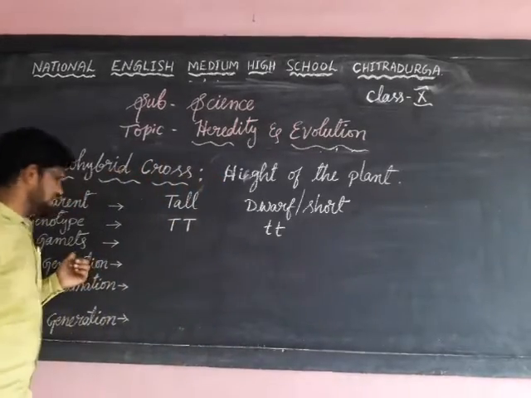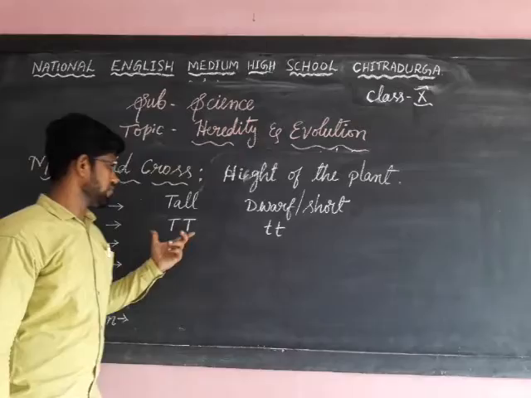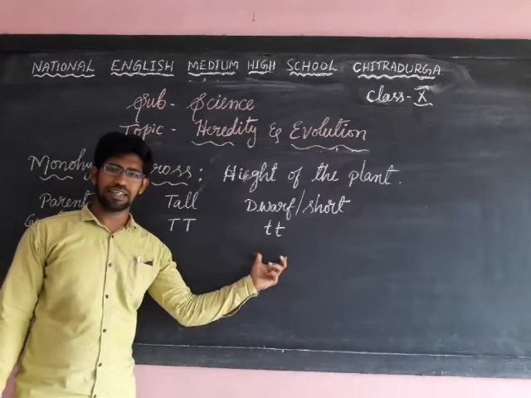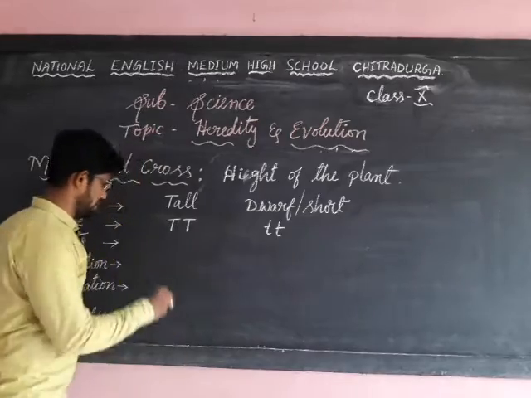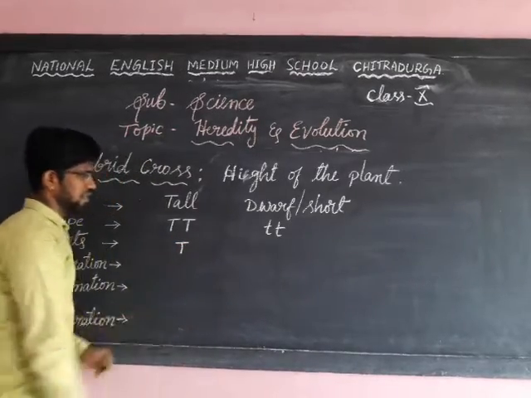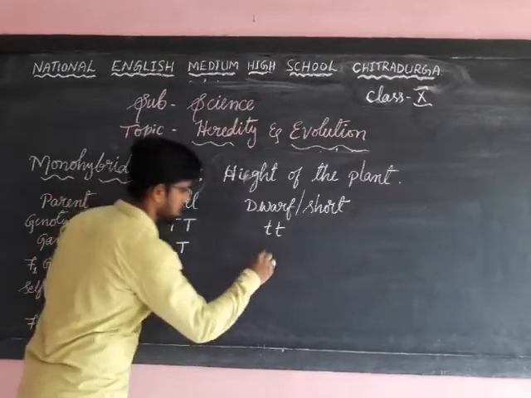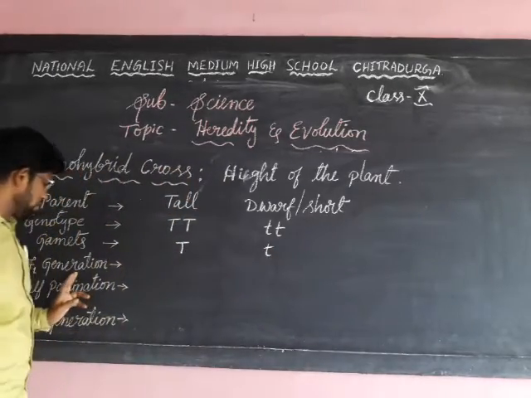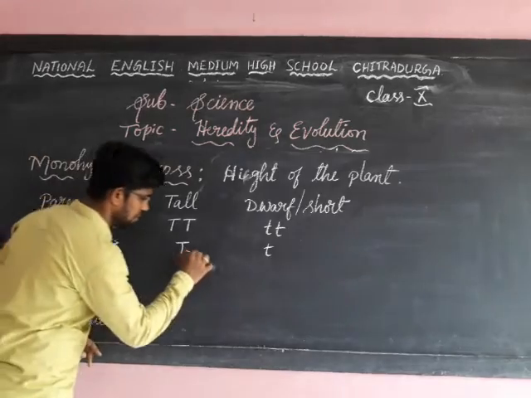Then next, we have to take gametes from this tall plant and dwarf plant. Because both letters are similar, we choose one letter. So one letter is one character from tallness and one character from shortness. Understood? So in between them we have to cross each other.